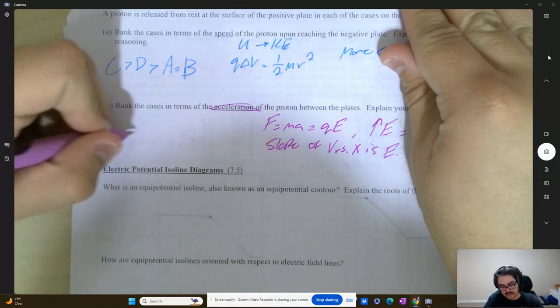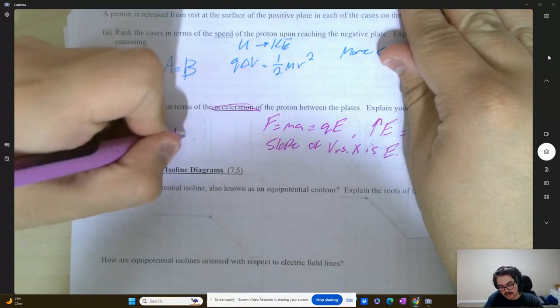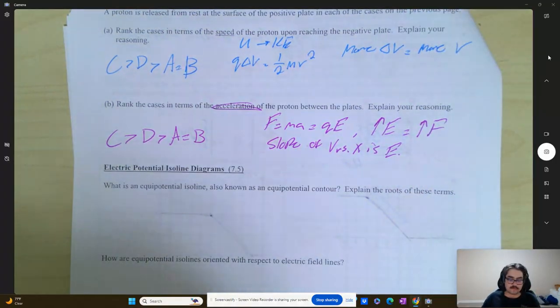So the ranking would actually be the same as the previous problem. C is greater than D is greater than A, which is equal to B. So it's the same thing.